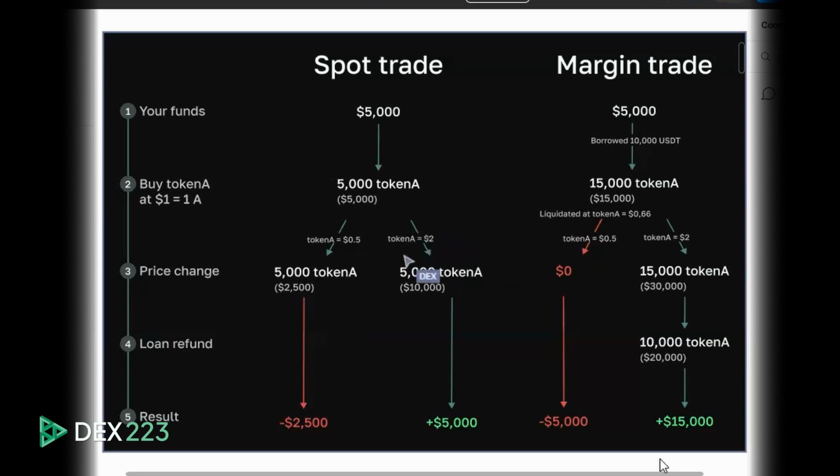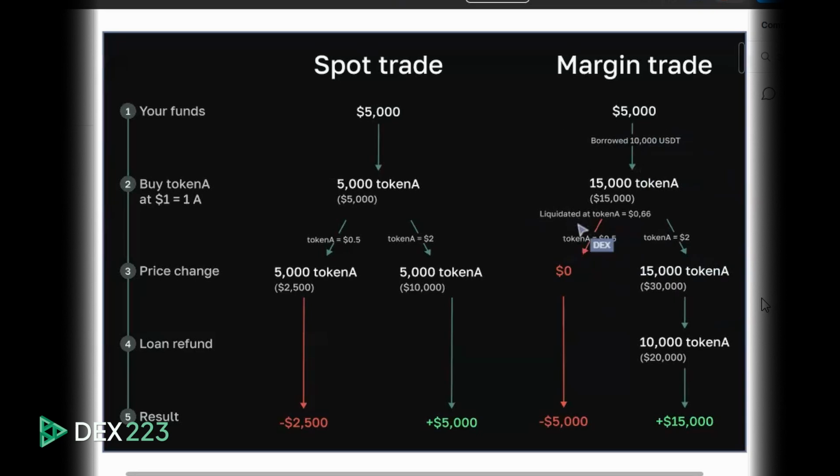In case of margin trading, with the same price changes, if the price has grown, you will hold your 15K token A, each costs $2, it's 30K, but you borrowed these $10,000 and they belong to the lender, and you will have to return them if you want to close your position. But in case of the price decrease, there is such thing as liquidation. There is some risk that at some point, if the trade goes in the opposite direction of what you expected, you will not be able to pay the loan back.